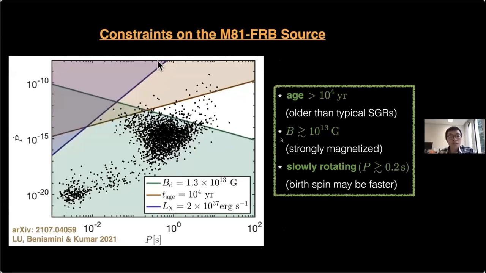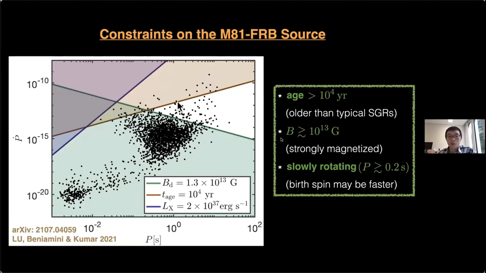So this, showing in purple, is the X-ray upper limit. So the most rapidly spinning down objects are ruled out. And here's the age, showing in brown. So the youngest things are ruled out. And here is the B field strength.